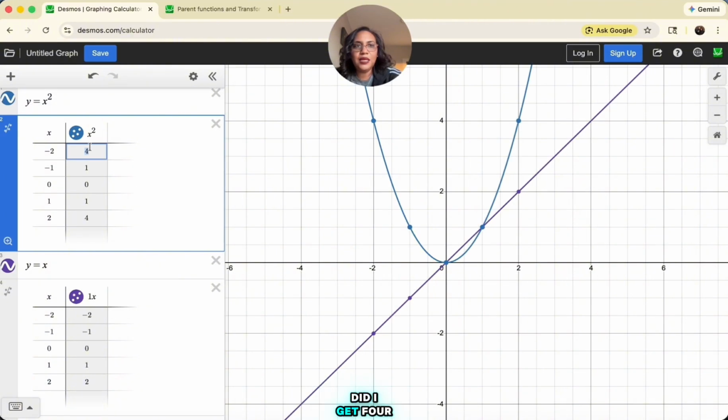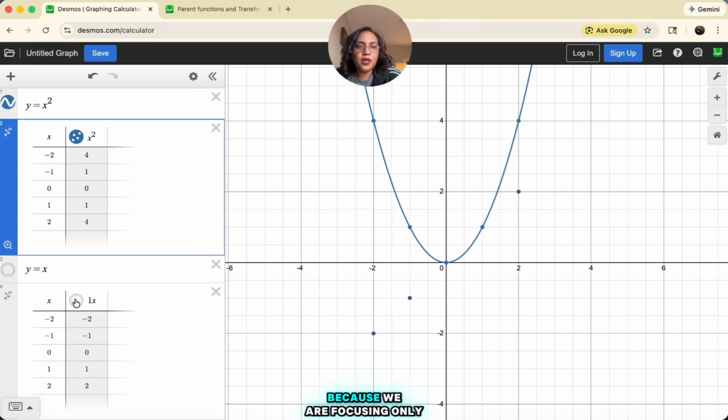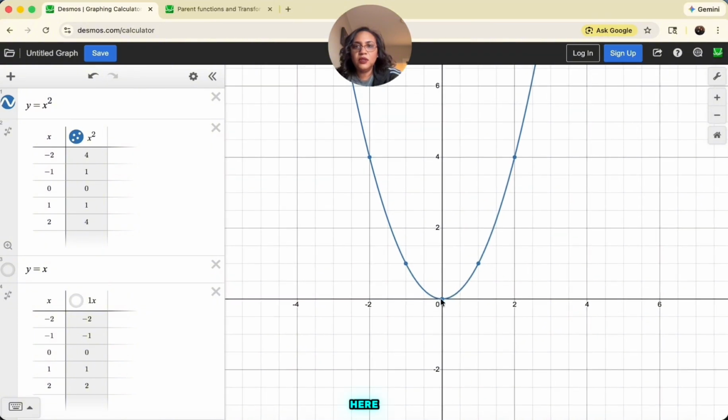So how did I get 4? Well, remember the input, or the domain, that is being inserted into x. If I multiply it by itself, I'm going to get 4. So -2 times -2 is 4. All right, and I'm going to just turn this off because we are focusing only on the parent function here. So all of those values are here.